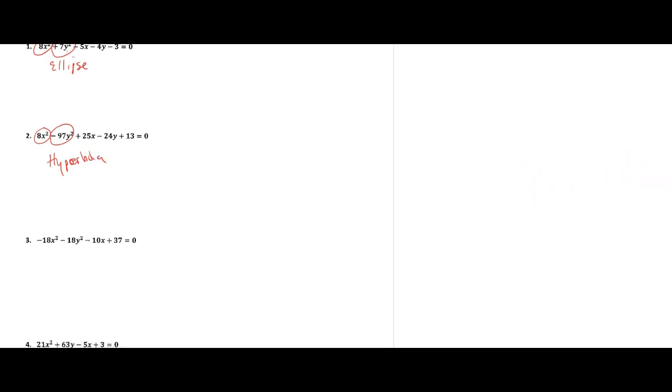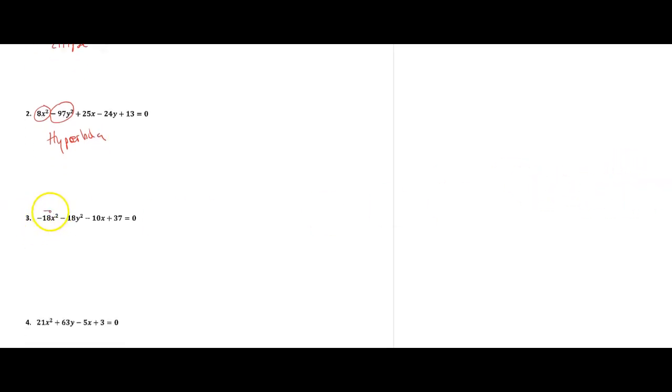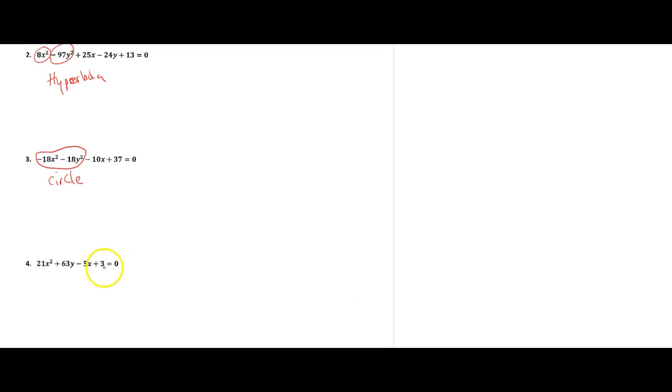Next one. Both of these terms are y squared, both coefficients are negative, and they're both 18. Same coefficients, both terms squared, so right away I know it's going to be a circle. And if I look at number 4, I have 21x squared. There's no y squared term. Since I only have one squared term, I know right away this is going to be a parabola.